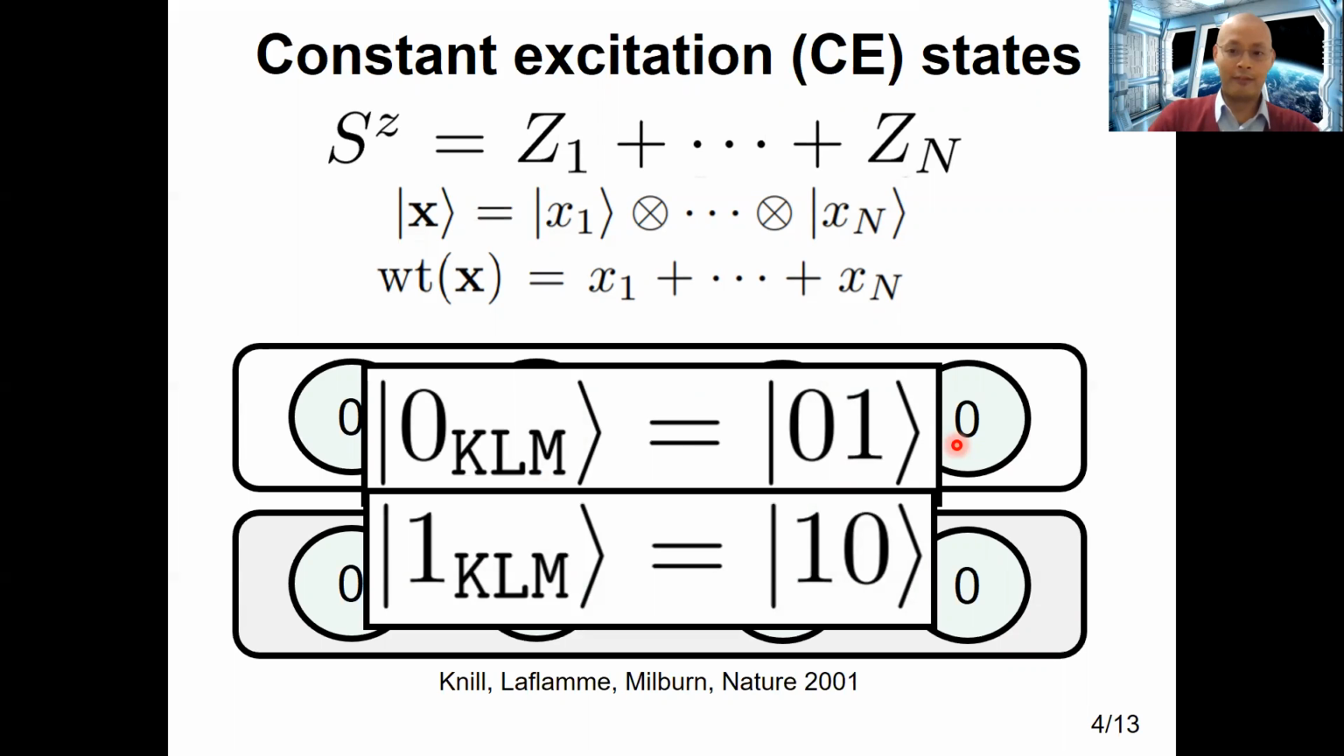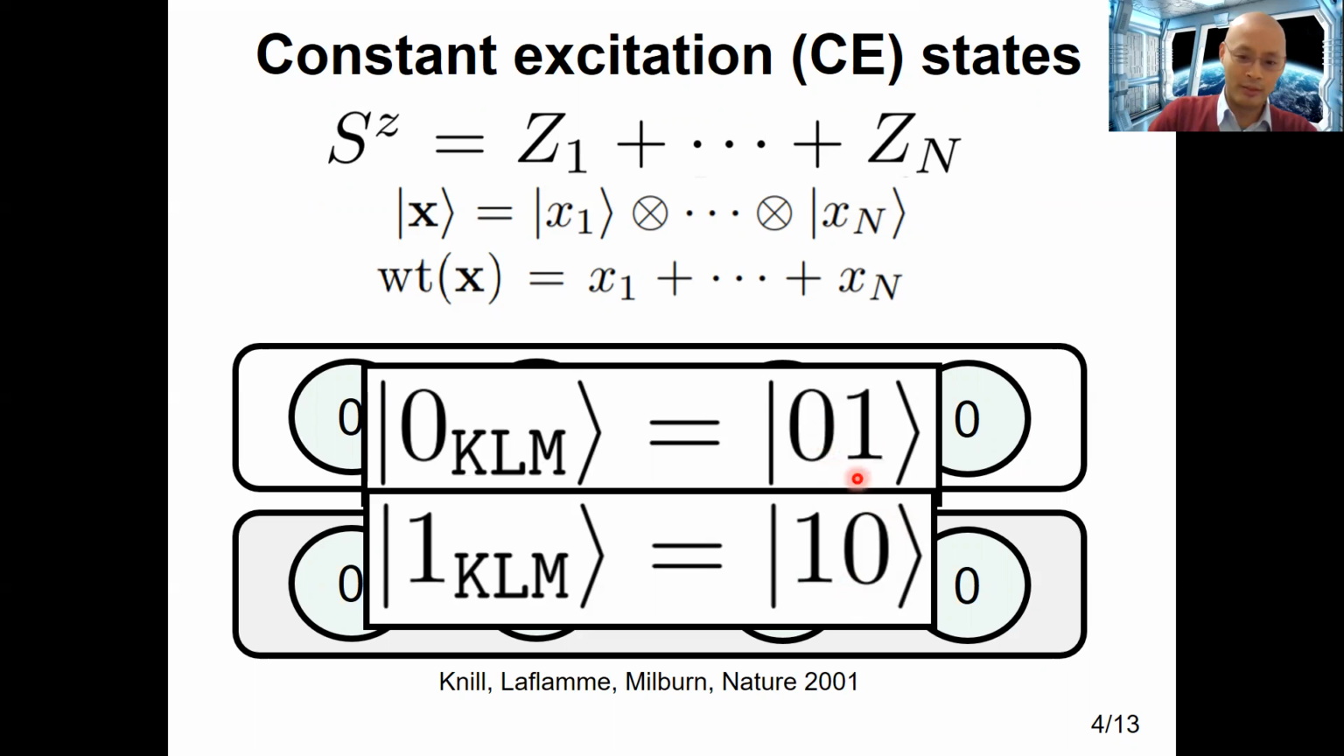And the constant excitation states I'll focus my attention on are these really trivial looking constant excitation states on 2 qubits. The first is a 0 on the first qubit and a 1 on the second qubit. I'll call this the logical 1. And the second is a 1 on the first qubit and a 0 on the second qubit. As you can see, these are constant excitation states on 2 qubits where the excitation number is 1.